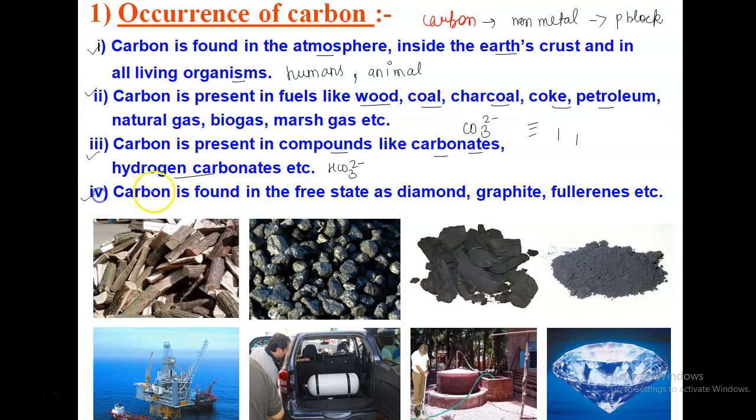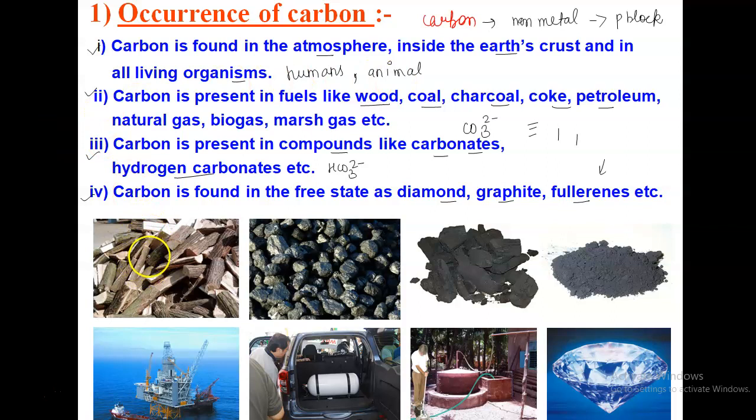Now read the fourth point. Carbon is found in free state as diamond, graphite, fullerene, etc. I have told you in the previous chapter that carbon in nature has three allotropes. The most famous allotropes are diamond, graphite, and fullerene. I have also taught you briefly about fullerene. That scientist's name was Fuller, so it is named fullerene, Buckminsterfullerene.